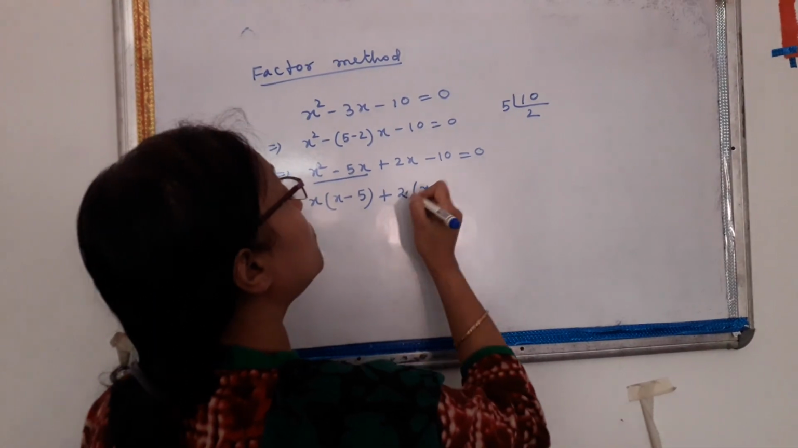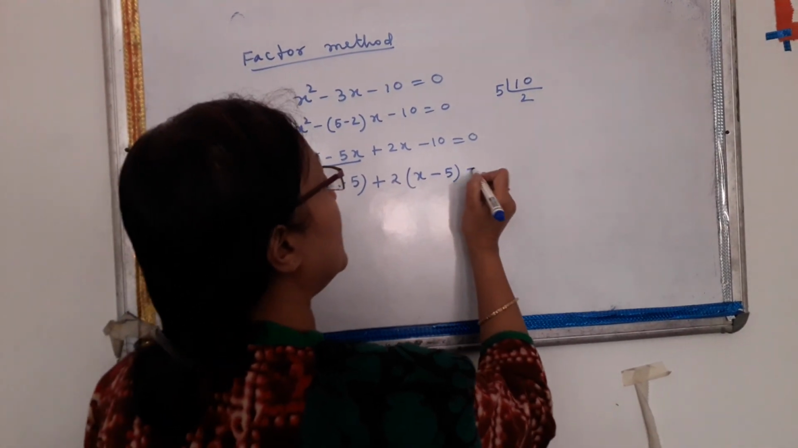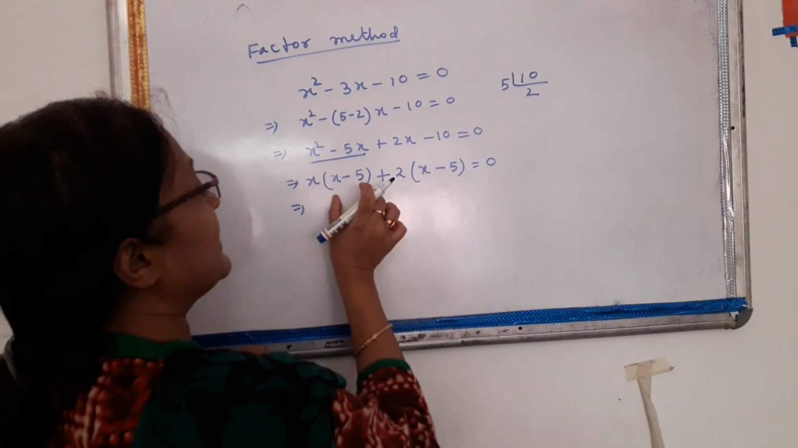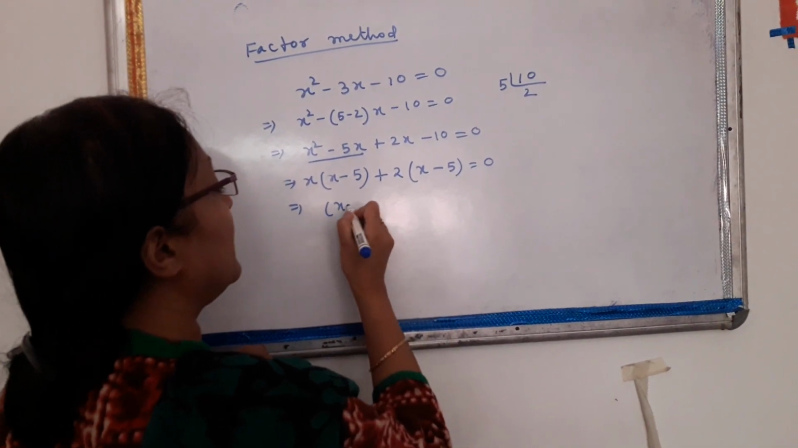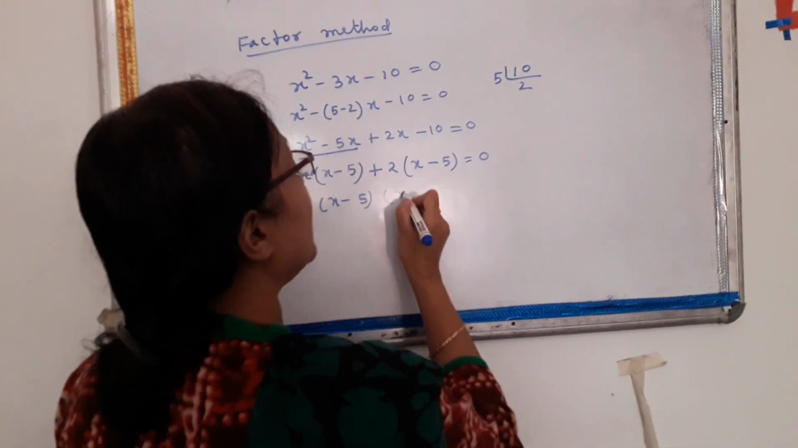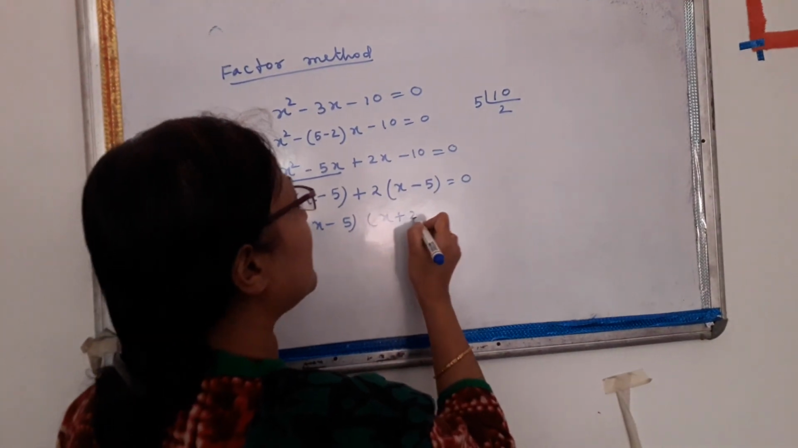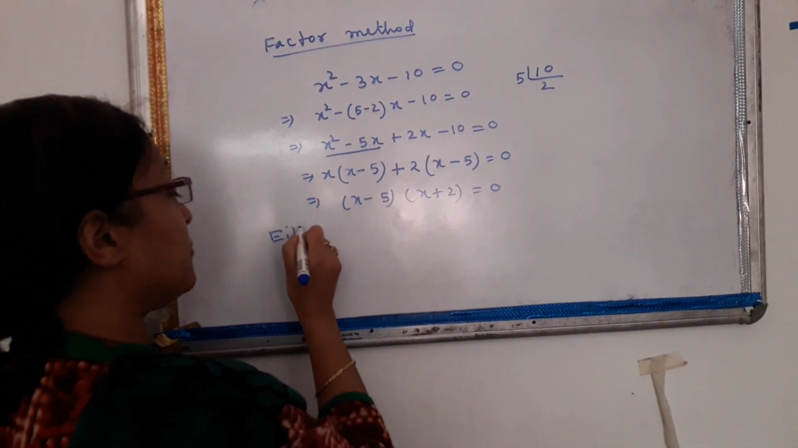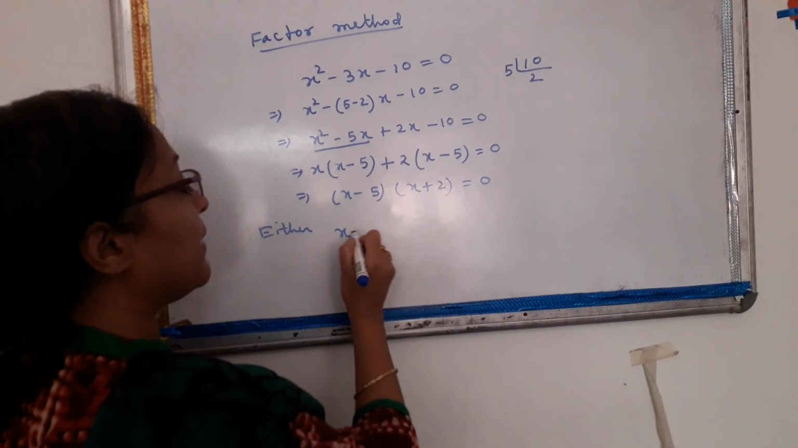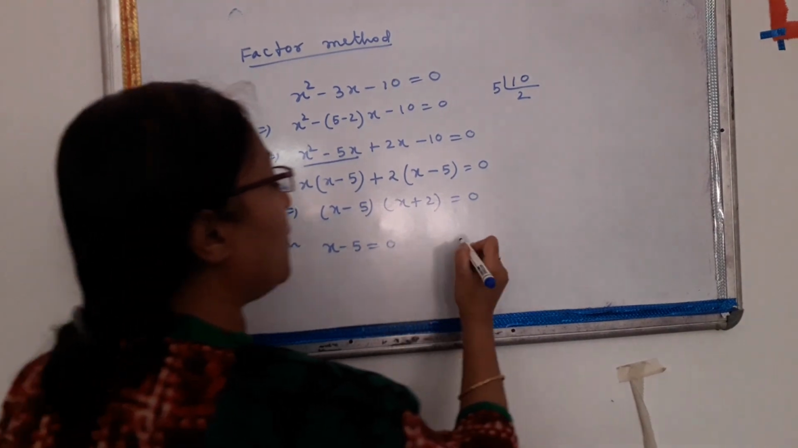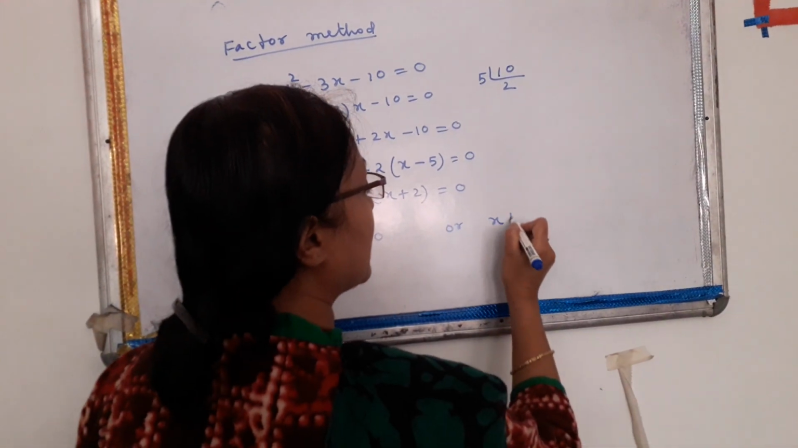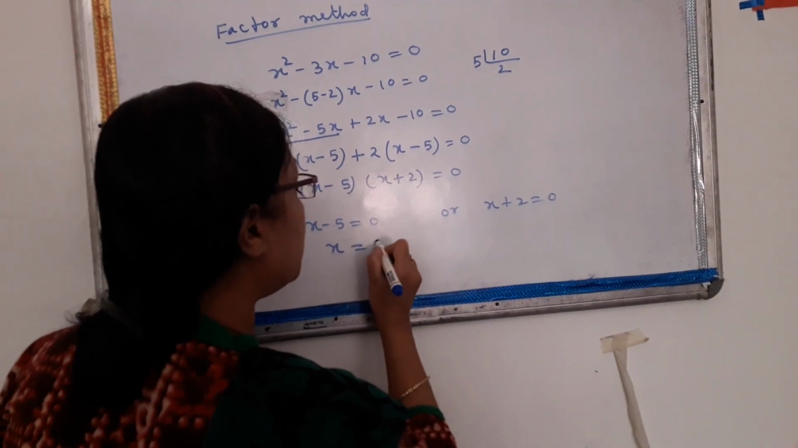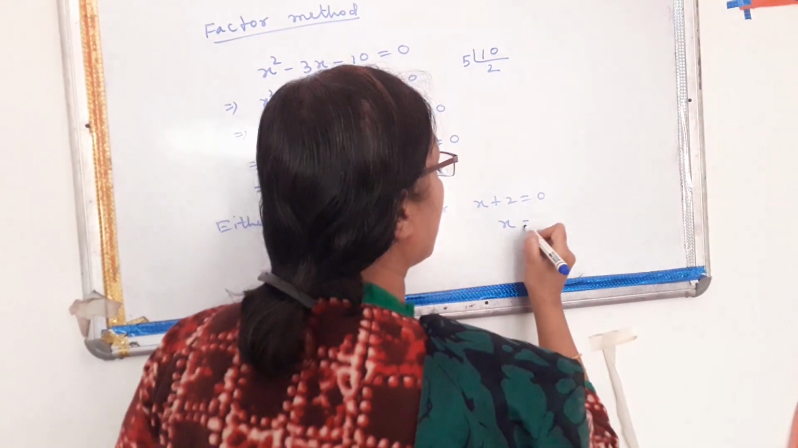If I take 2, 2 5s are 10, so 5. Now you have to write the common part, that is x minus 5, x minus 5. And then we will write x here and here plus 2, middle term factorization only. Now either x minus 5 equal to 0 or x plus 2 equal to 0. Here I will get x equal to 5. Here I will get x equal to minus 2.